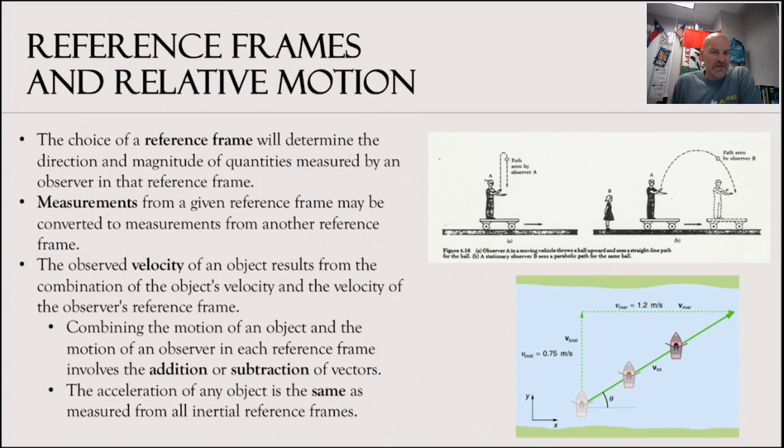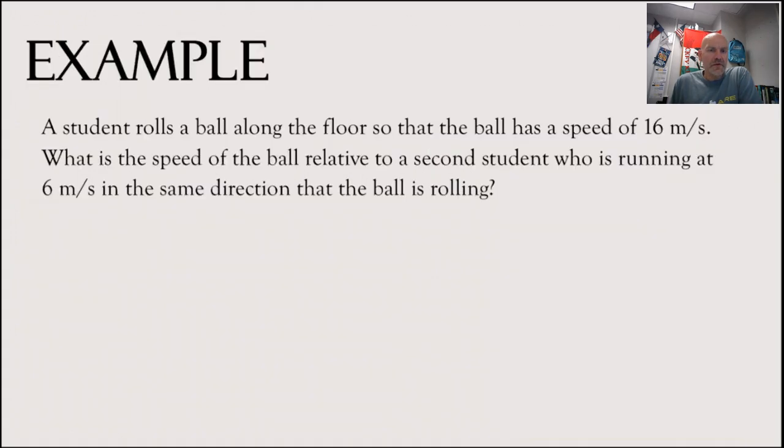All right, so let's look at an example. You have a student rolling a ball along the floor. The ball has a speed of 16 meters per second. What is the speed relative to a second student who is running at 6 meters per second in the same direction that the ball is rolling? If you draw a picture, you've got the ball rolling this way at 16 meters per second, right, in its own little frame. Then I have a student traveling behind it at 6 meters per second. And we want to know how fast that ball looks like it's moving to the student, right?